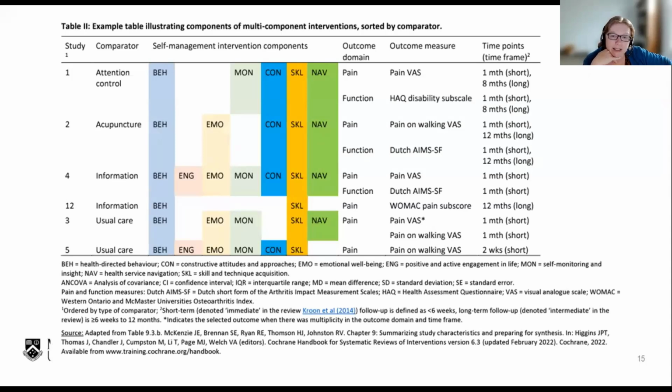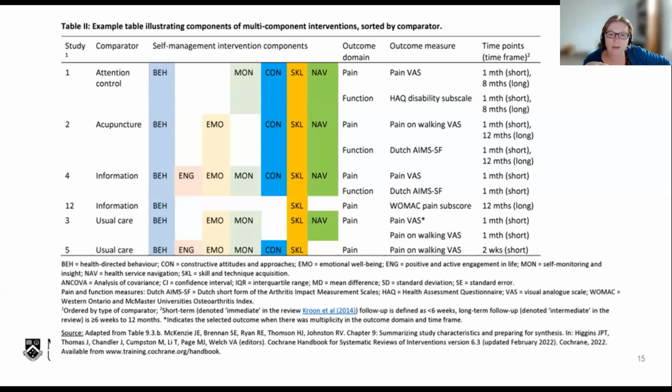And the purpose of this table isn't just to summarize the overall study characteristics, but it's really trying to explain what the multi-component interventions look like. And so this is a review of self-management interventions, and this can have a number of different components to it. So it can have health-directed behavior, constructive attitudes and approaches, emotional well-being, positive and active engagement in life, etc., etc. Obviously, I'm reading those explanations of the acronyms from below the table.